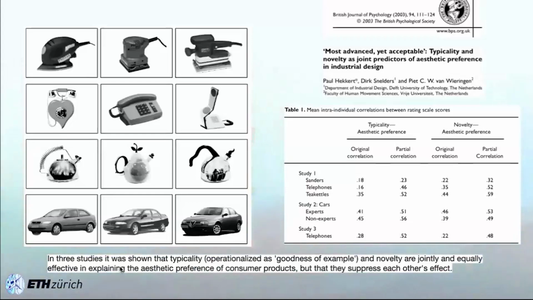This was a really interesting finding, because it wasn't like if something's really novel, then it's not as typical, and if it's really typical, then it's not really novel. Both of these things can be really important. What they concluded is that designers should be aiming to achieve an optimal combination of both typicality and novelty, so in some way try to weave in aspects of both, which is quite interesting.